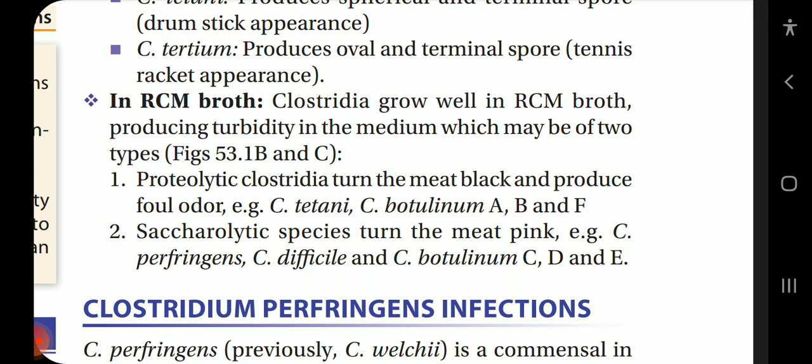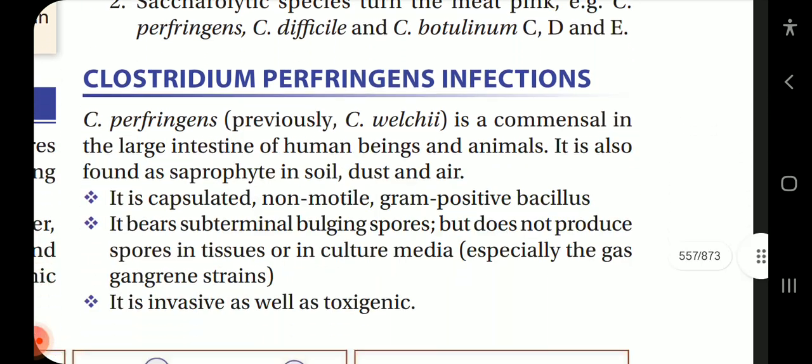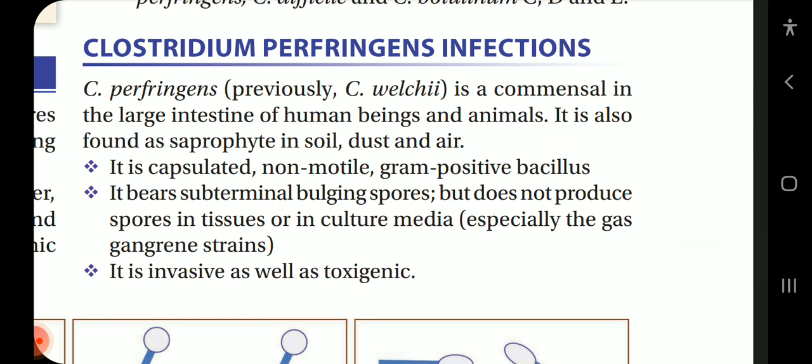Saccharolytic species turn the meat pink. Example: Clostridium perfringens, C. difficile, and C. botulinum C, D, and E. Now coming on to Clostridium perfringens infections.